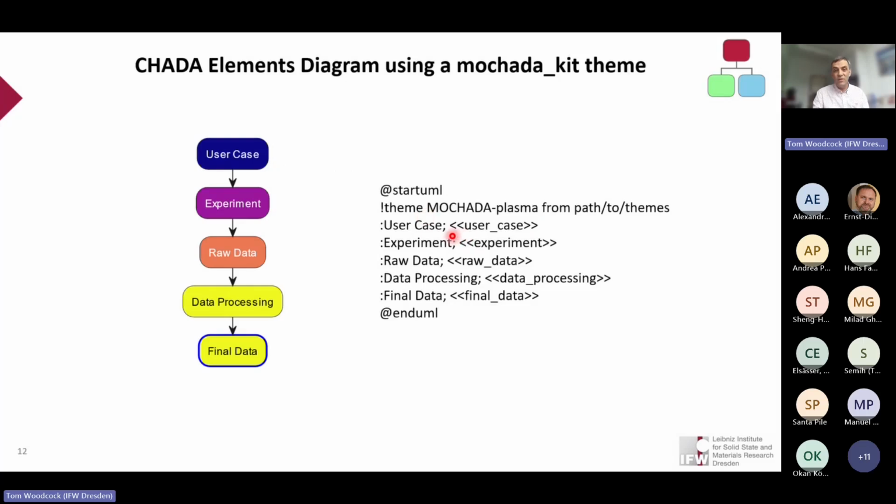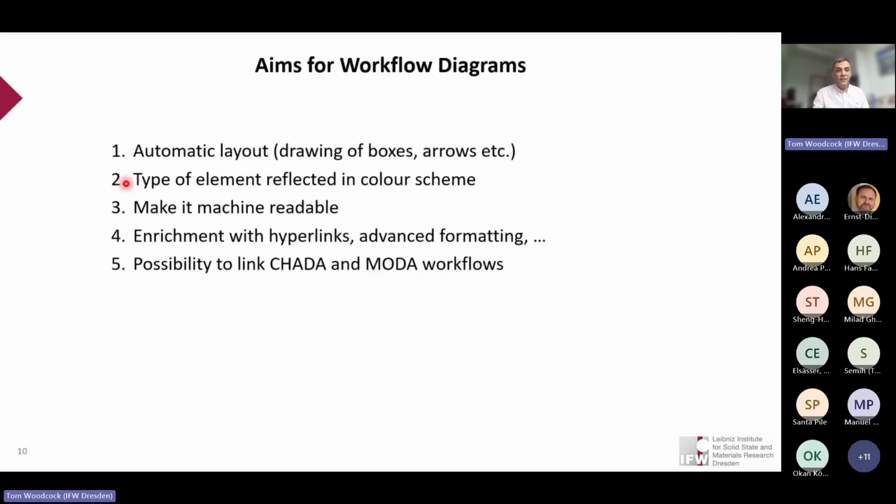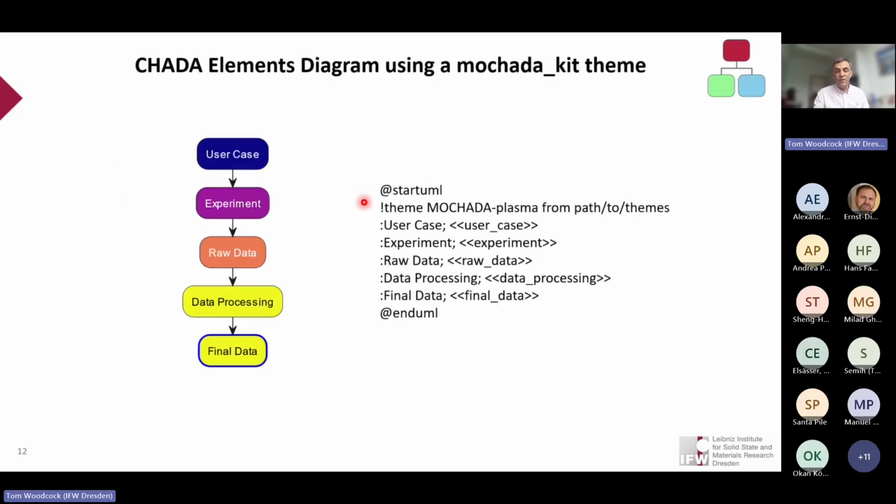So anything which is in between 2 pairs of pointed brackets is called a stereotype. That stereotype is defined in the theme, and that's what tells PlantUML to color this node dark blue, this one purple, and so on. So again, if we go back to our aims, now we can see that the type of element is reflected in the color scheme. And also this is going some way to making it machine readable.